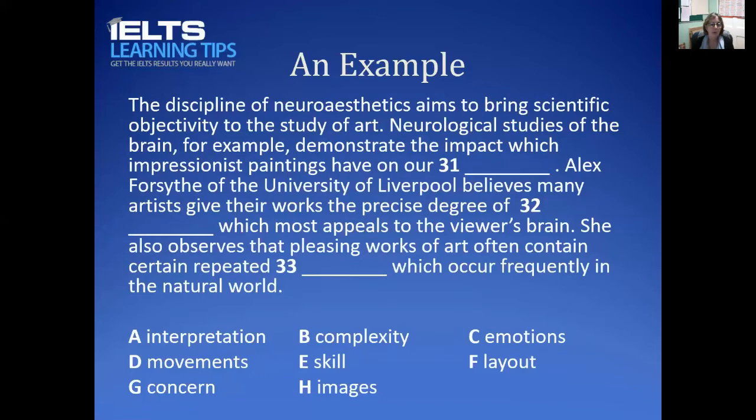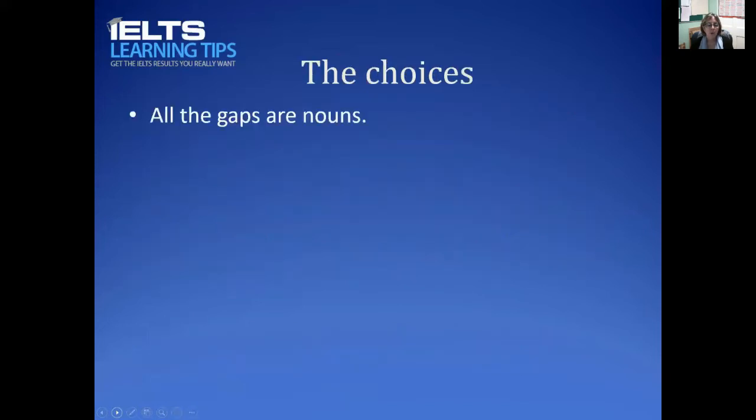Okay, so we've got a name here that's going to be easy to find. We've got neurological, we've got neuroaesthetics. So there's some good keywords here. Natural world, University of Liverpool, some really good keywords that are going to help us to find the place. Okay, so this is what we've discovered.